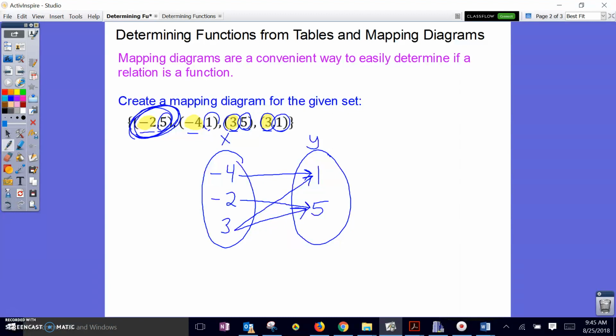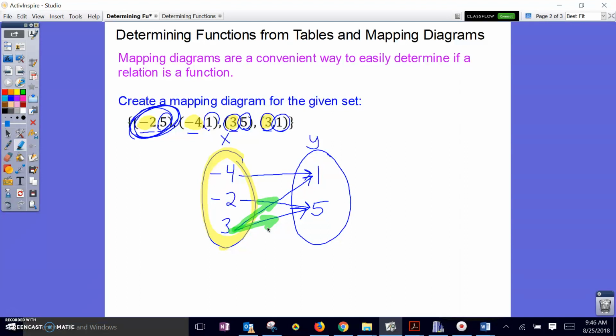Now before we go on to the last slide, in which we're going to decide if mapping diagrams represent functions or not, the real easy way to tell is to look at the values over here on the left, in the group of x's. Are there any numbers that have more than one arrow going away from them? In this case, 3 does. And so if there are any numbers that have multiple arrows going away from them, it is not a function. Otherwise it is. So since we have one number that has multiple arrows going away from it, this would not be a function.